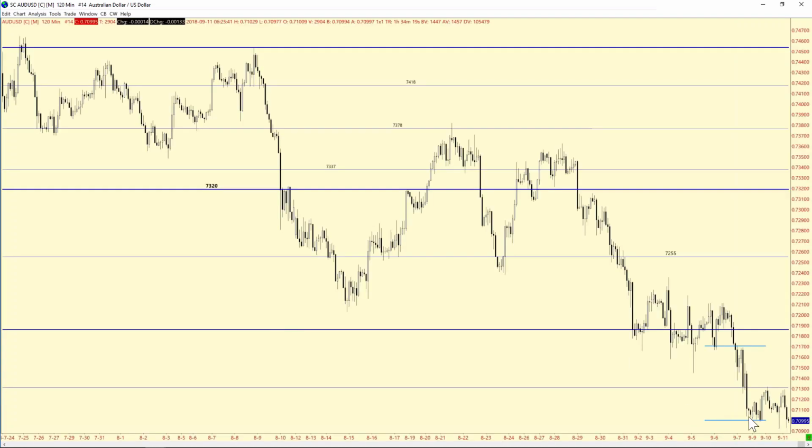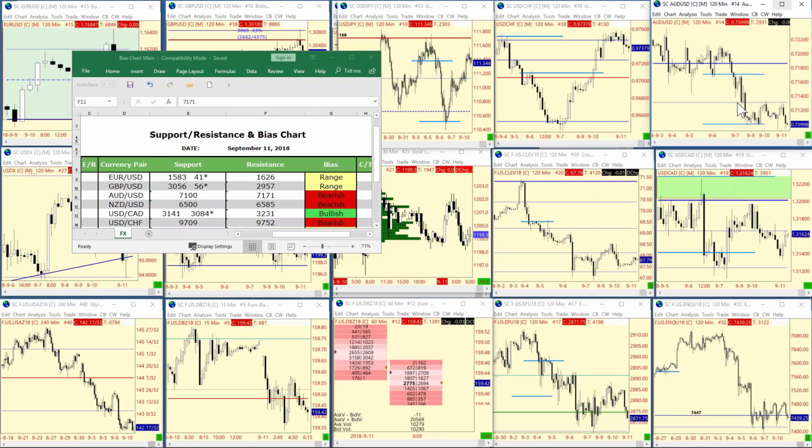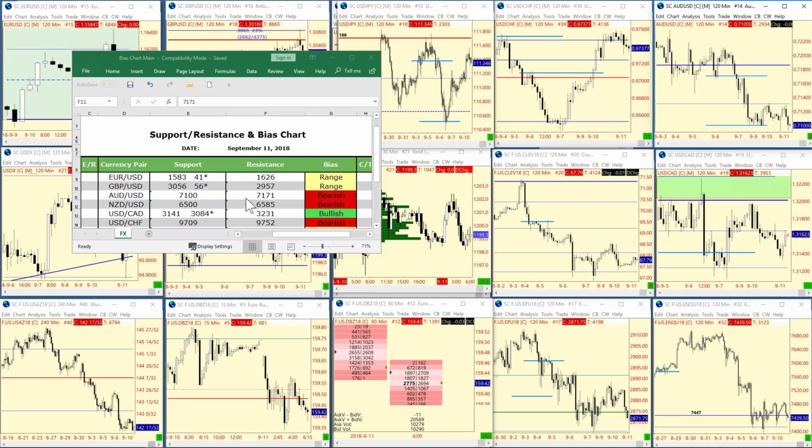Okay, look at the Aussie dollar. Same boat. Holy smokes, we're even below 71 cents here. So the support that we had here for the Aussie dollar, we had at 71 cents. Well, we're just a tad bit below 71.